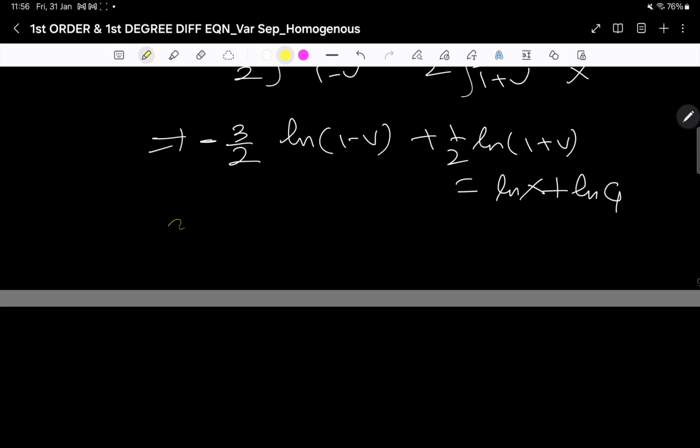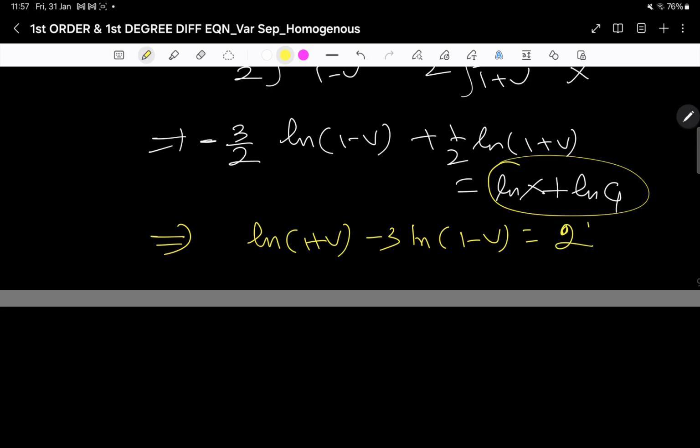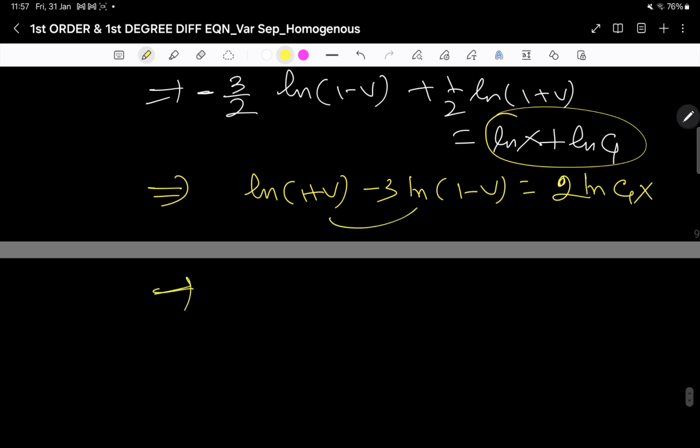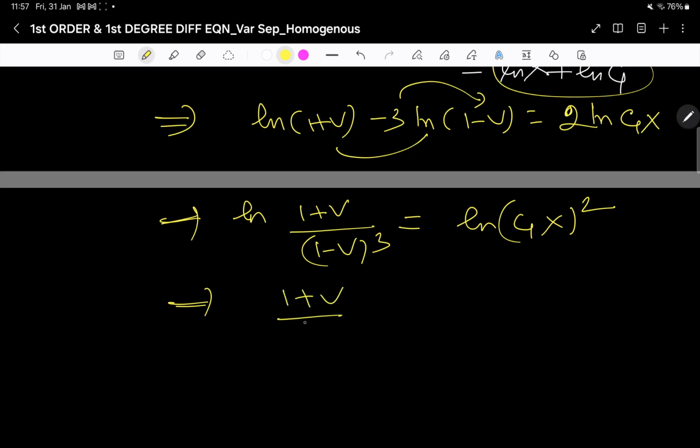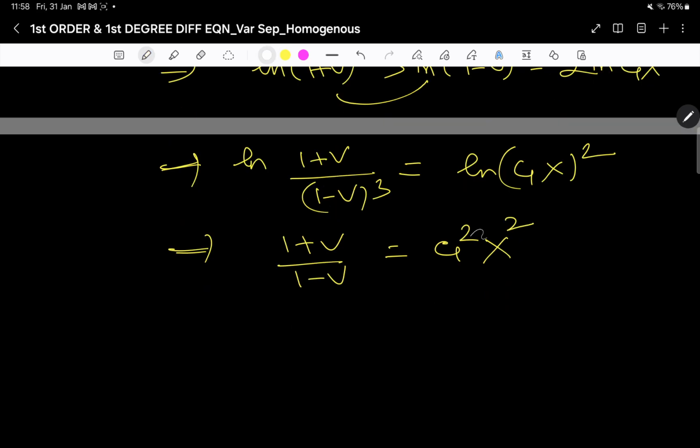So simplify, multiply by 2. It is ln(1 + v) - 3 ln(1 - v) = 2 ln(c1 X). Using ln a - ln b, it is ln[(1 + v)/(1 - v)³], and the 2 becomes a power, so this will be ln(c1 X)². Cancelling ln on both sides, that means (1 + v)/(1 - v)³ = c1² X². Now we may write c1² = c, say.